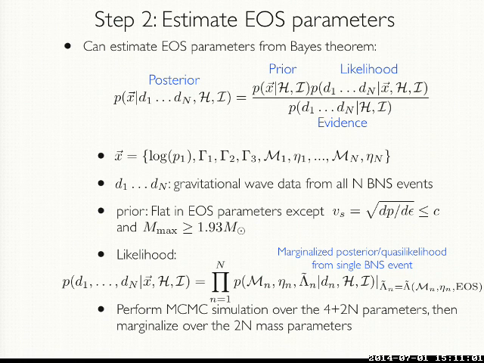To do that, you write down the likelihood. This ends up just being the product of the marginalized distributions for each of your n systems. And to get it in terms of equation of state parameters instead of this tidal parameter, you just write lambda tilde as a function of your equation of state parameters. Then again, you just run an MCMC simulation. This time you have 4 plus 2n parameters. 4 is the number of equation of state parameters, and n is the number of systems you have, so there are 2 masses per system. And then you just marginalize over your masses to get the equation of state parameters.